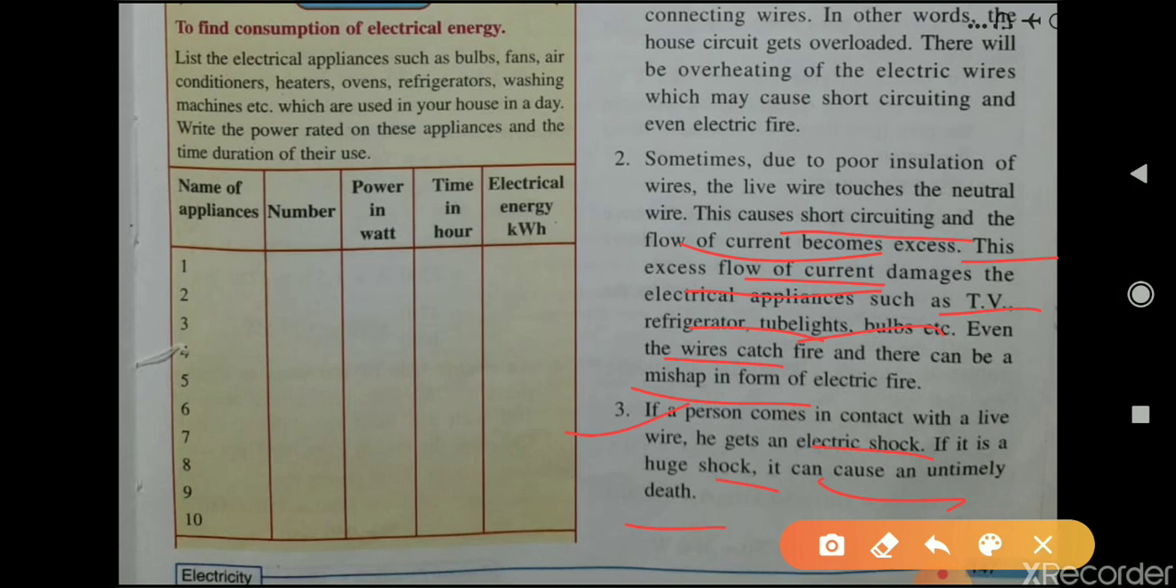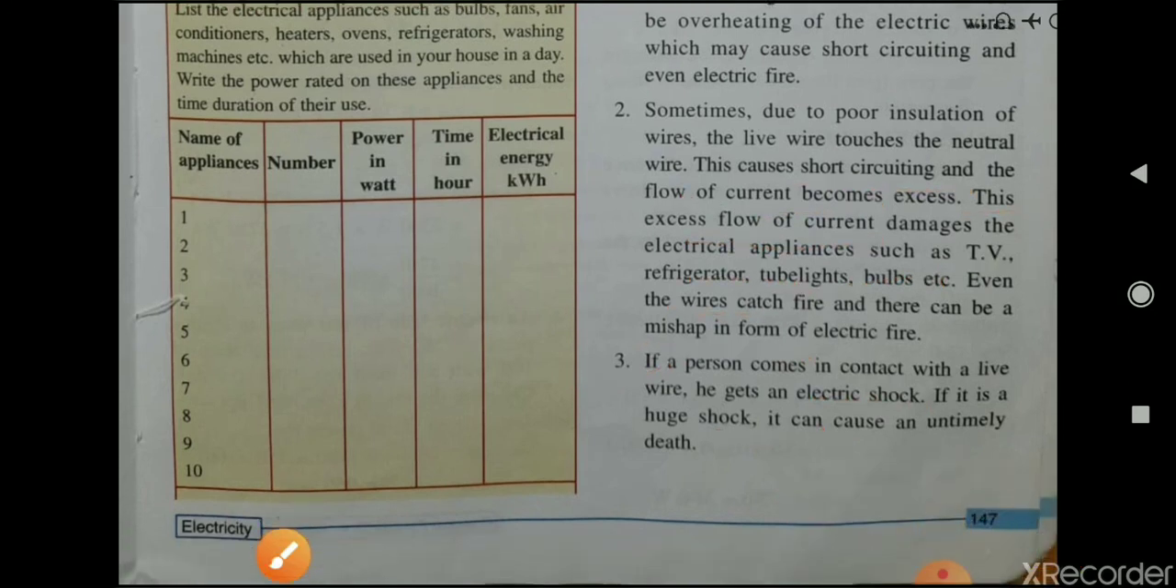Now, this was your lesson number 8, A part. You have to read this lesson, and also you have to learn all the question answers that I have already given.